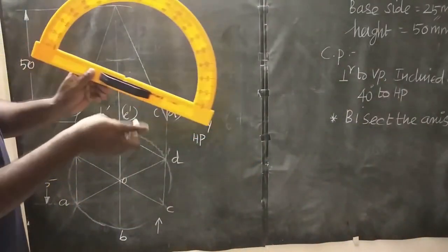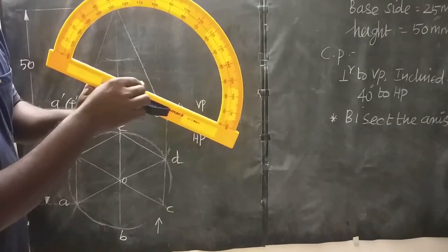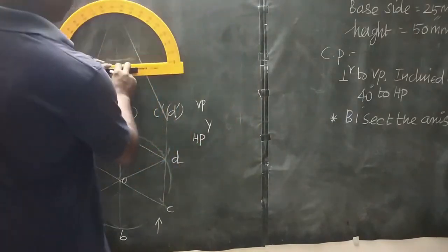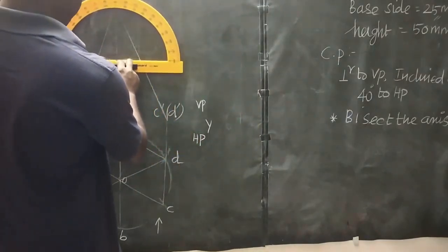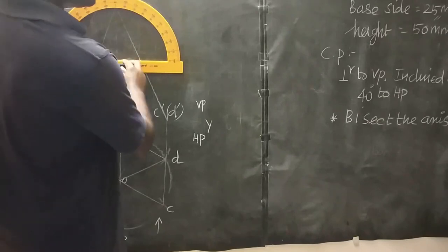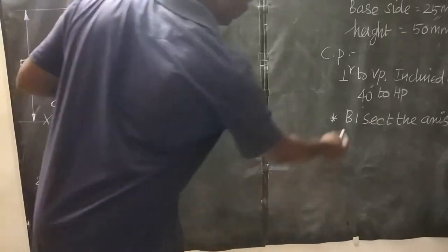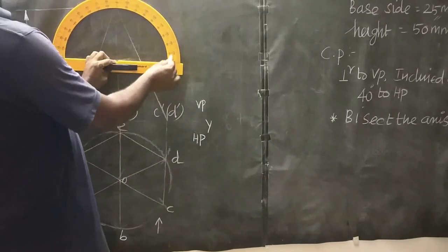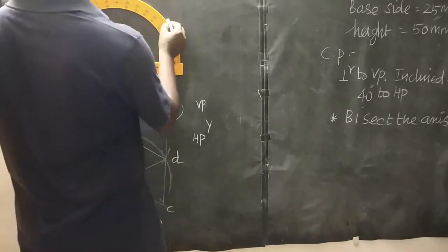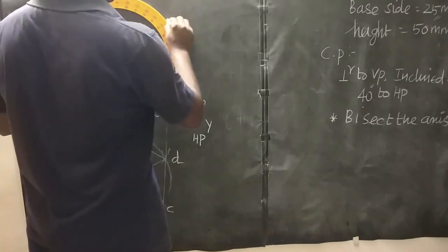See here, this is the center point of the protractor. This point lies with this point. So you locate like this. Then what is the orientation here? 40 degree to HP. So 0, 10, 20, 30, 40. So take 40 degree. Here pick one point.